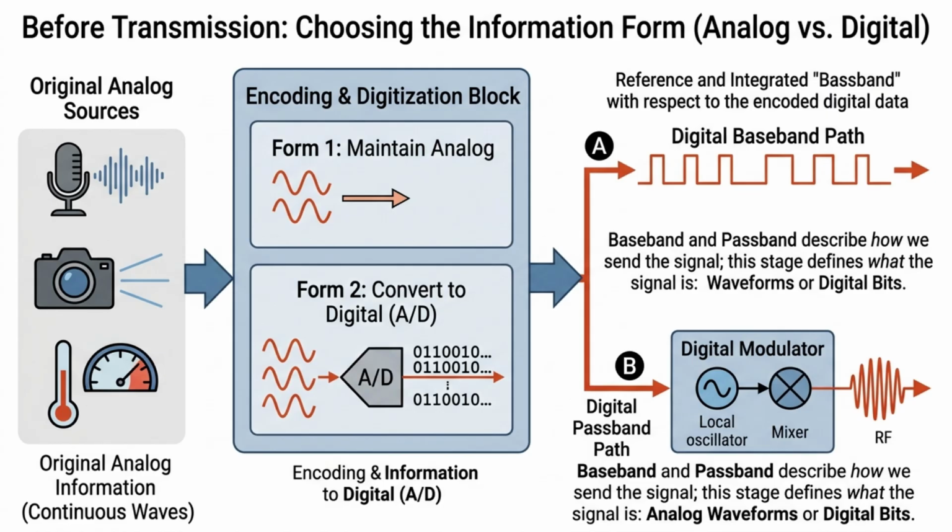In the previous lesson, we learned that information can be transmitted as either a baseband signal or a passband signal. However, another important question remains. What form should the information itself take before transmission?